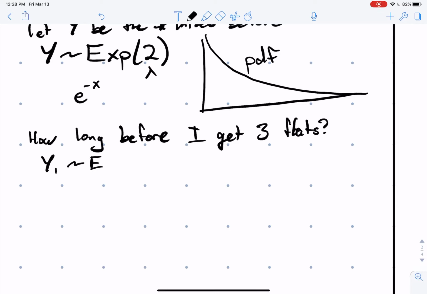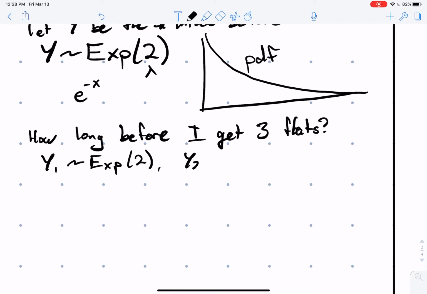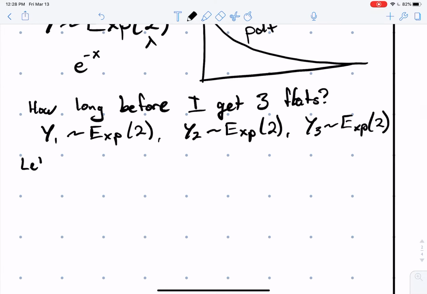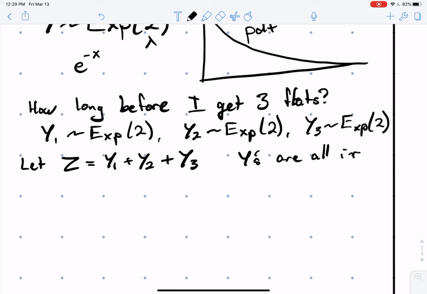y1 is distributed as exponential 2, and same for y2, which is also another independent exponential 2, and y3 is exponential 2. So if we let z equal y1 plus y2 plus y3, then z is the time that I will get 3 flats. So this is a random variable. It's a function of random variables. These y's are all independent, we suppose, in this model.